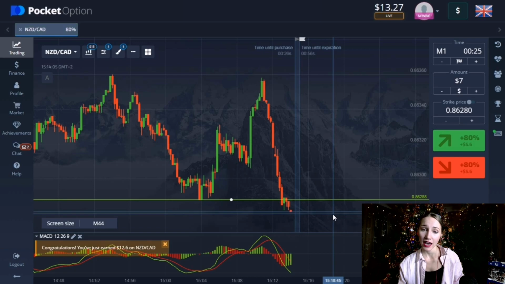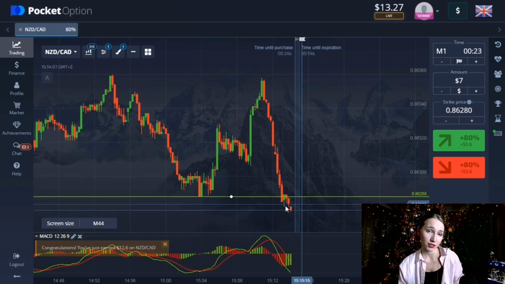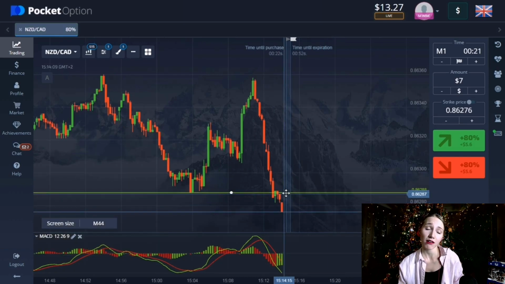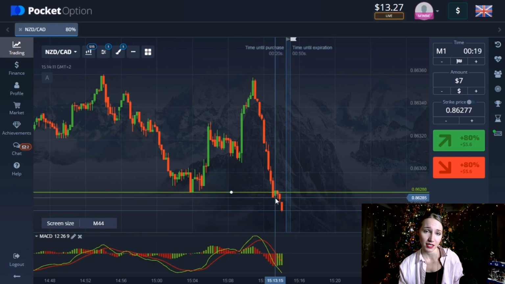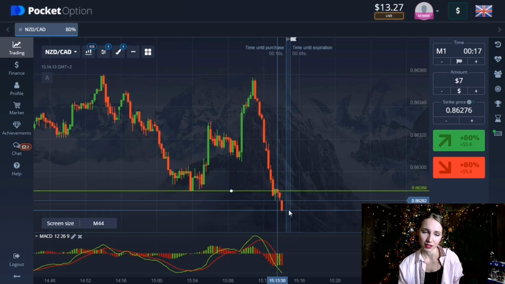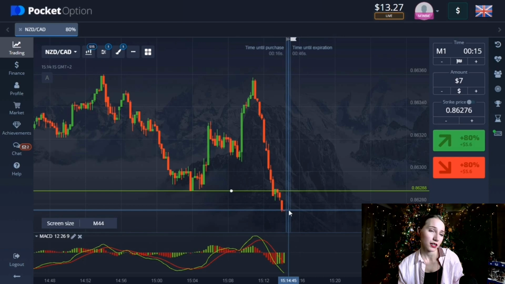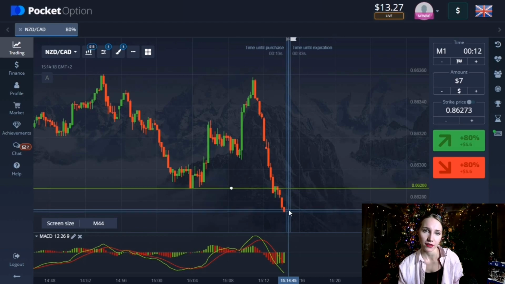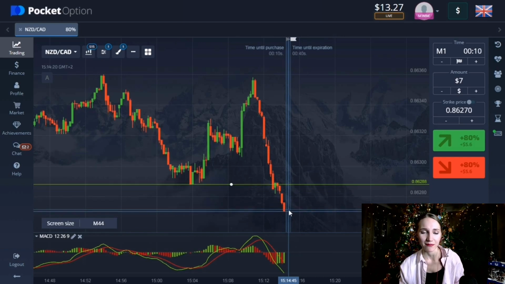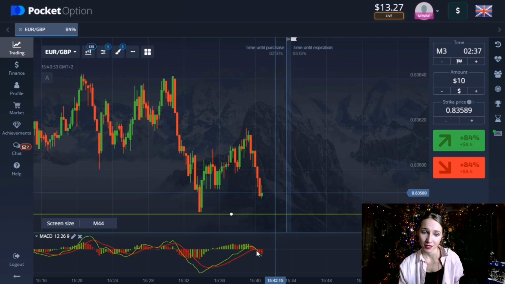Well, it's very good. As you can see, the price kept on moving to the support level and we have closed our trade profitable. So this time was enough here. The indicator showed us a very good point and we have seen the breakthrough of the level. So guys, let's continue.